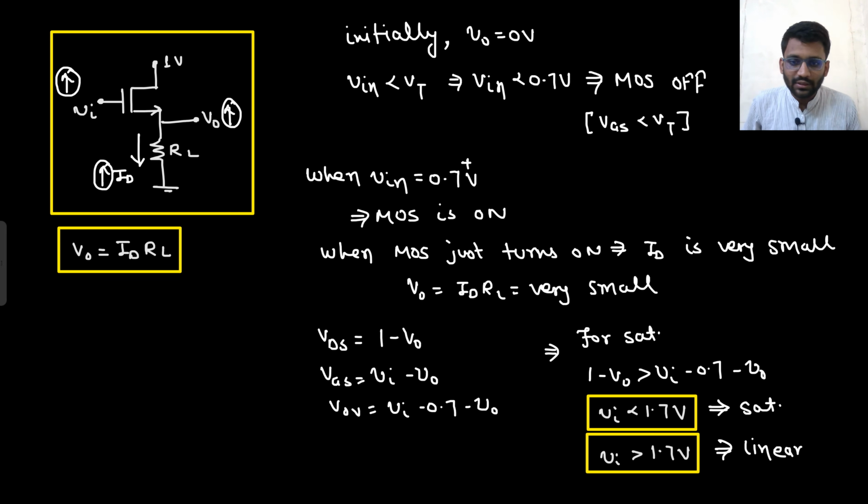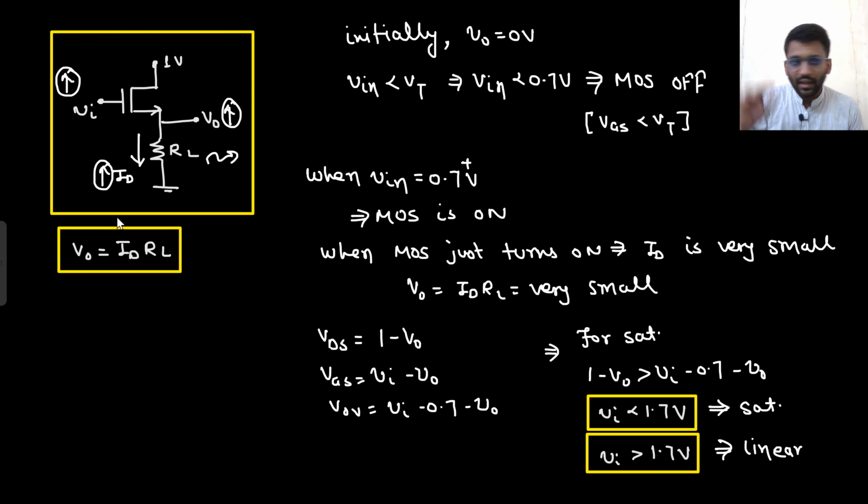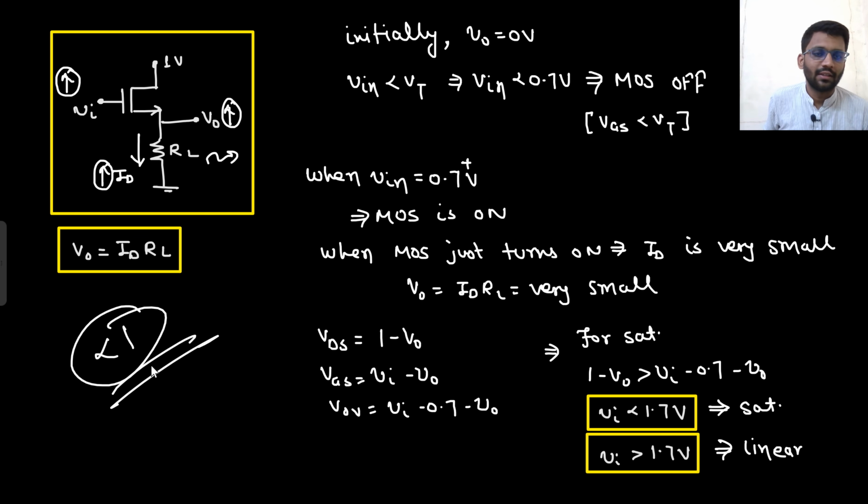Why so? Because RL value is very low. If you just increase V in, ID value is already very low, because I told you, if your transistor is turning on, then ID value is low. RL value is very low, so V naught value will also be very low. V naught will increase, but very slowly. This is the assumption we have to make, or this is also a fact, that source potential does not increase as much as gate potential. When we study amplifiers, you will also get to know that the gain will be less than 1.